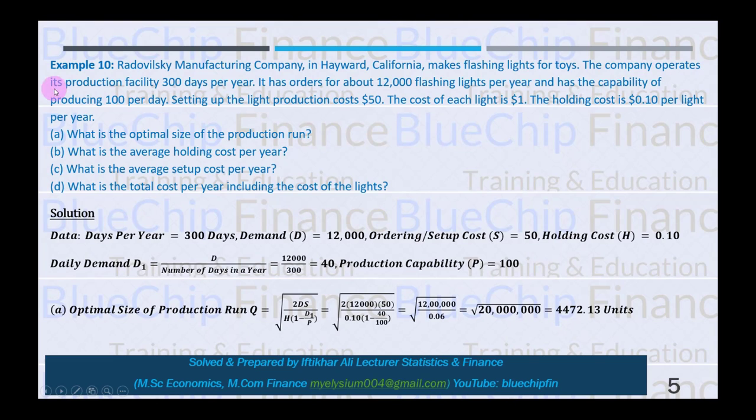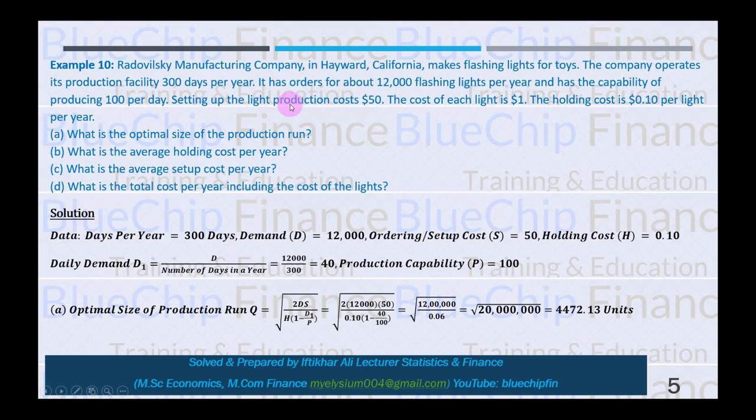The company operates its production facility 300 days per year. So just get the data along the question. Days per year are equal to 300 days. It has orders for about 12,000 flashing lights per year, so your demand D is 12,000 per year, and it has the capability of producing 100 per day. In this question they are telling you about the capability of producing flash lights per day. This production capability P is equal to 100.